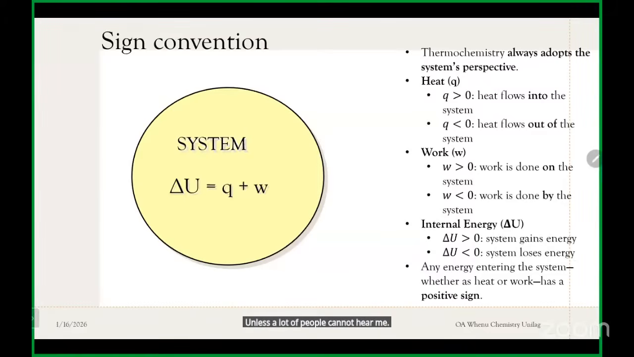Q is heat. So this is the sign convention that we adopt, and this is our first law. The system has its own internal energy, and you want to change the system from an initial state to a final state. What is delta U? According to the first law, it is equal to Q plus W. Q is heat, W is work.